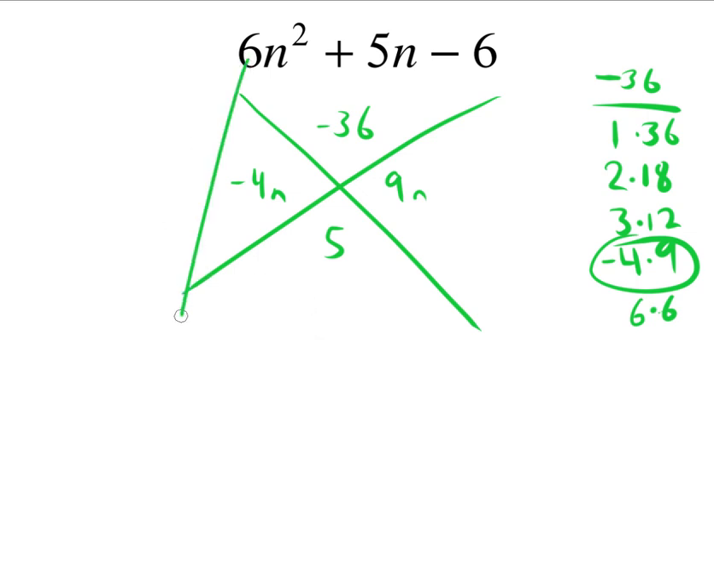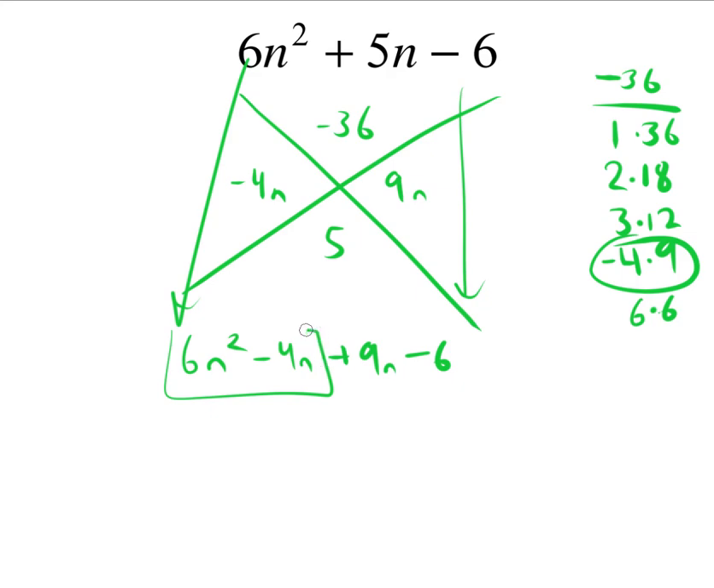So I'm going to bring down my 6n squared. I'm going to bring down my minus 4n. I'm going to bring down my plus 9n. And I'm going to bring down my negative 6. And now that I have that, I'm going to group these together. And I'm going to group these together too.